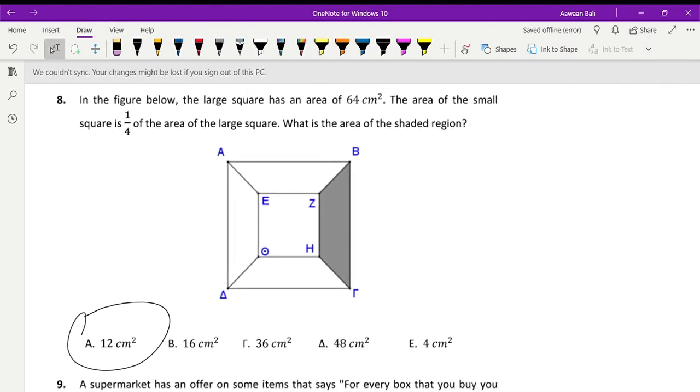In the figure below, the large square has an area of 64 centimeters squared. The area of the small square is 1/4 the area of the large square. What is the area of the shaded region?